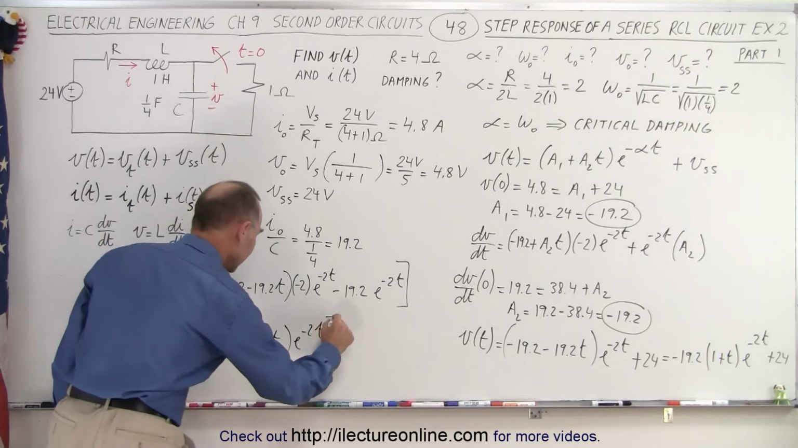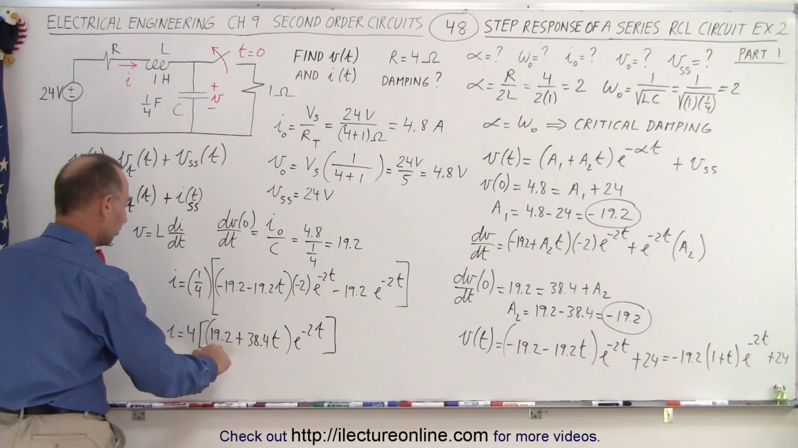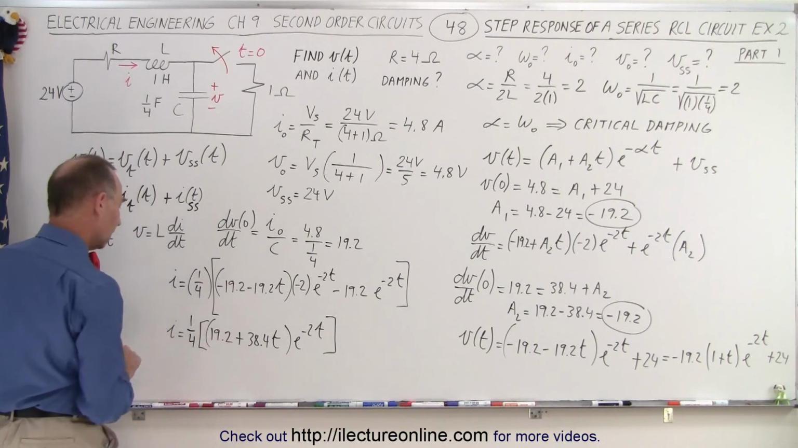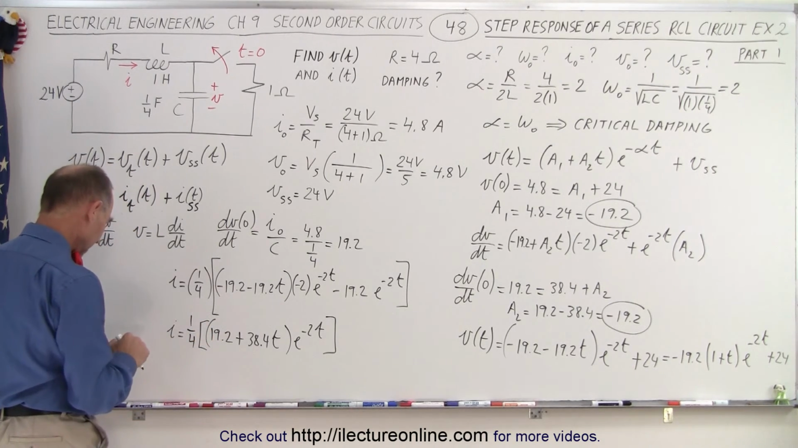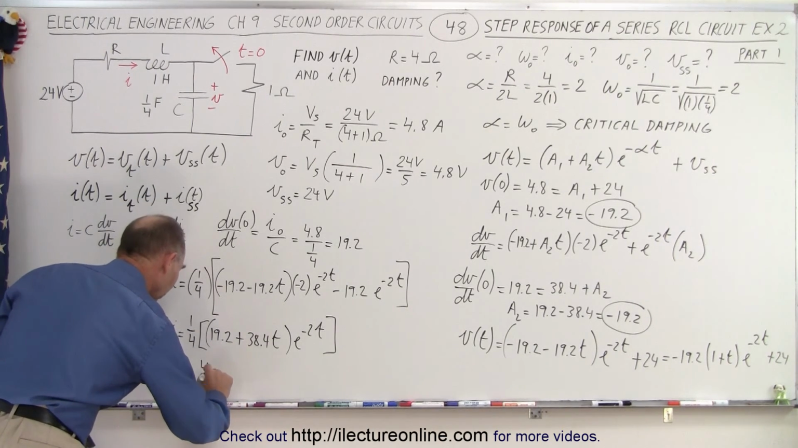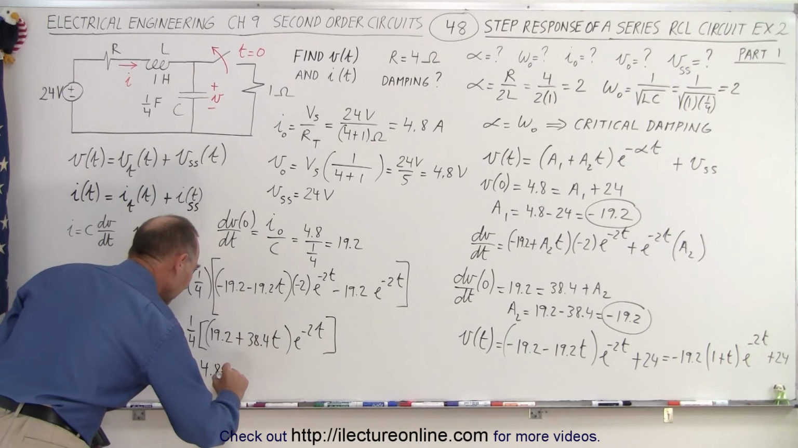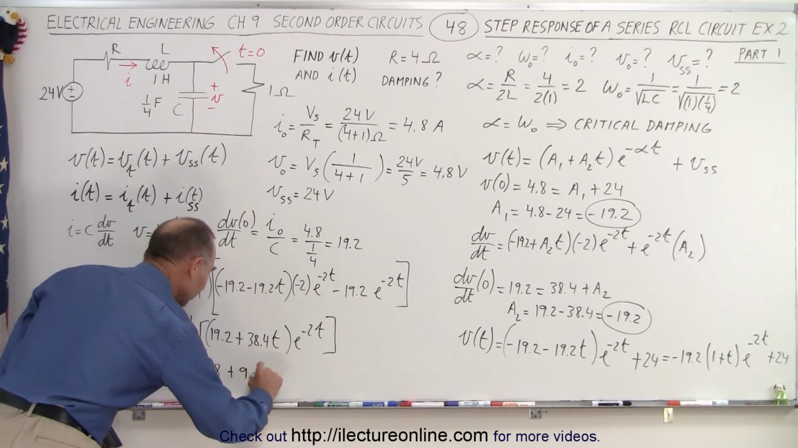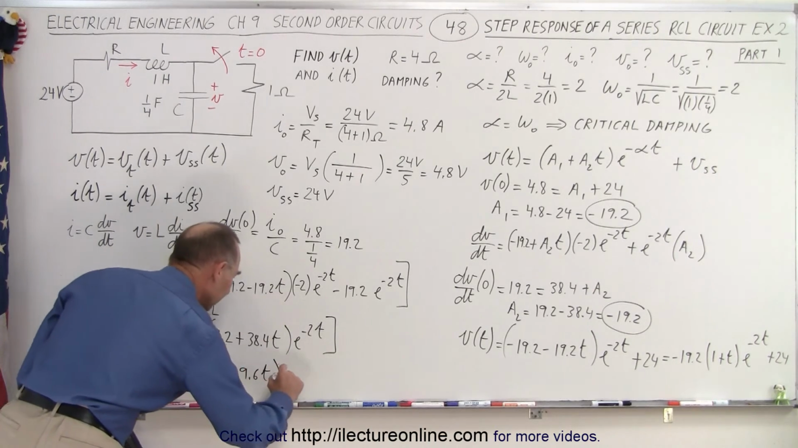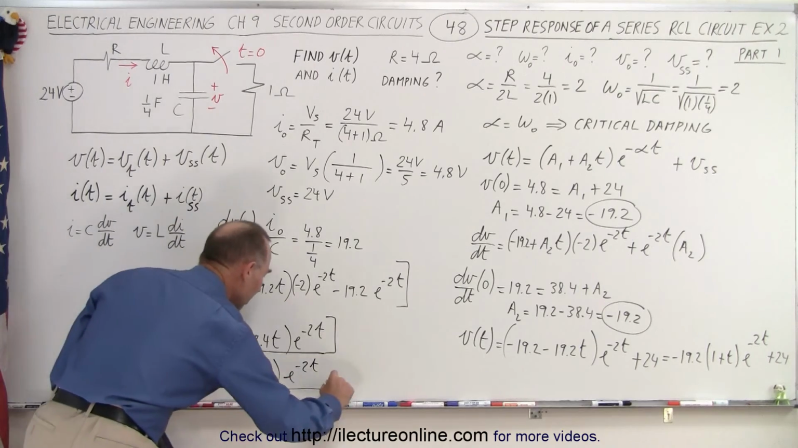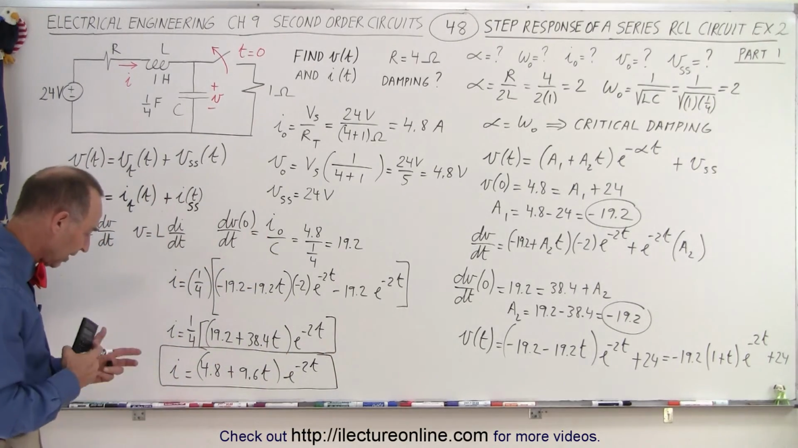And then finally, we multiply this times 1/4, not 4, but 1/4. We divide everything by 4. 19.2 divided by 4 is 4.8. So yeah, I equals 4.8 plus 9.6 t, all multiplied times e to the minus 2t. And that gives us the equation for the current as a function of time.